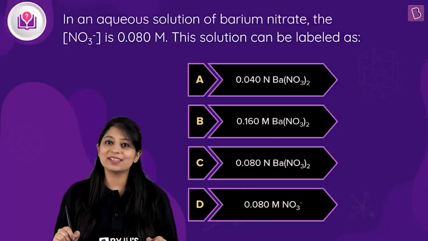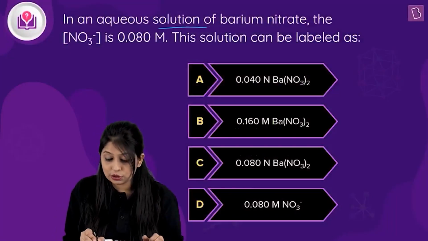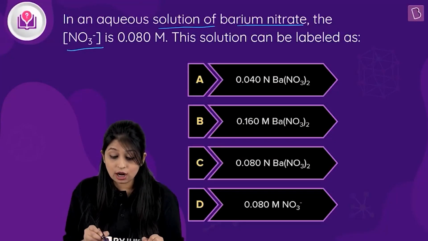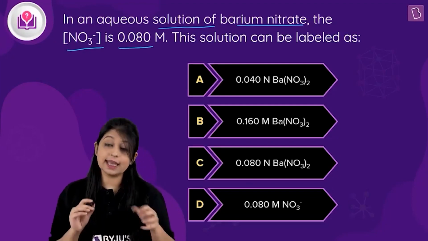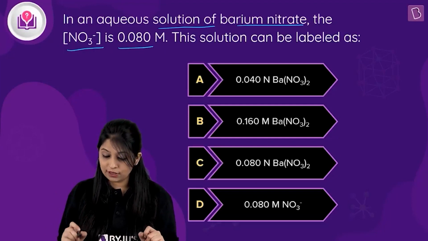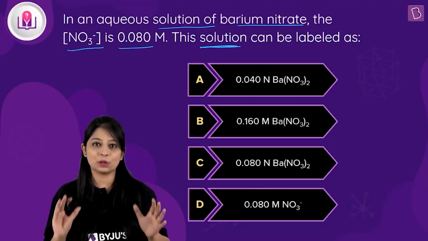Let's have a look at this question here. So here we are given an aqueous solution of barium nitrate, right? And the concentration of nitrate ions in that aqueous solution is 0.08 molar. And what do we have to find? We have to find the concentration of this aqueous solution.